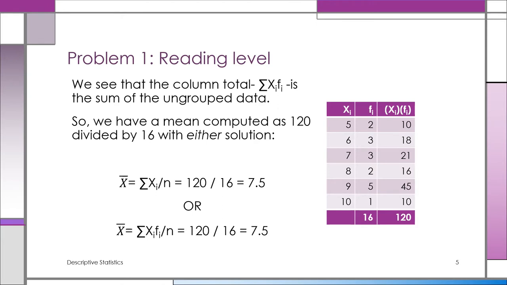That's the same as you would get if you ungroup the data and add up the 16 numbers you started with. But again, you don't have to do it that way. Get the sum of xifi, which is 120, divided by the sum of the frequencies n, which was 16. 120 over 16 is 7.5. And 7.5 now is the sample mean. That's your average reading level.